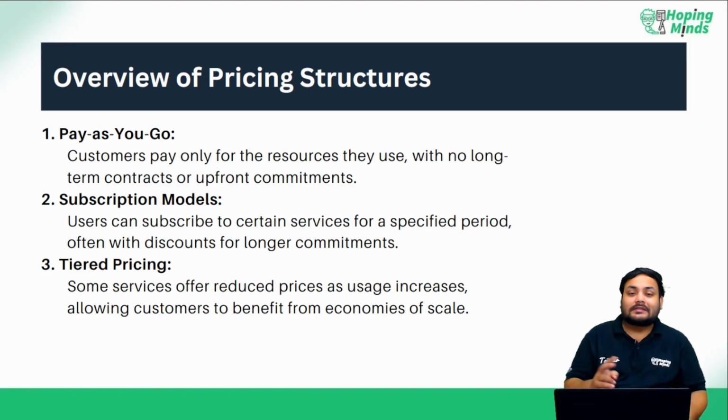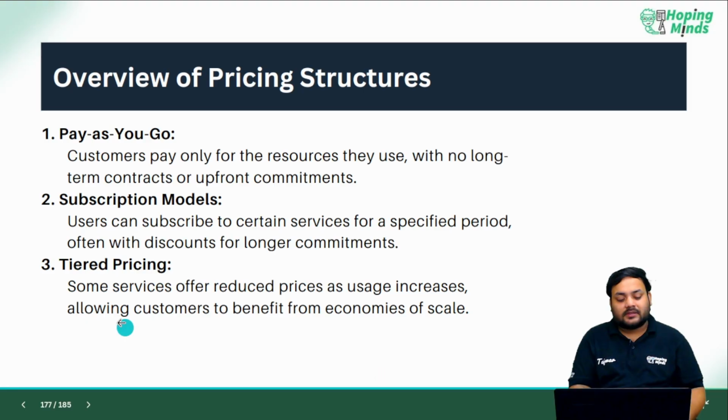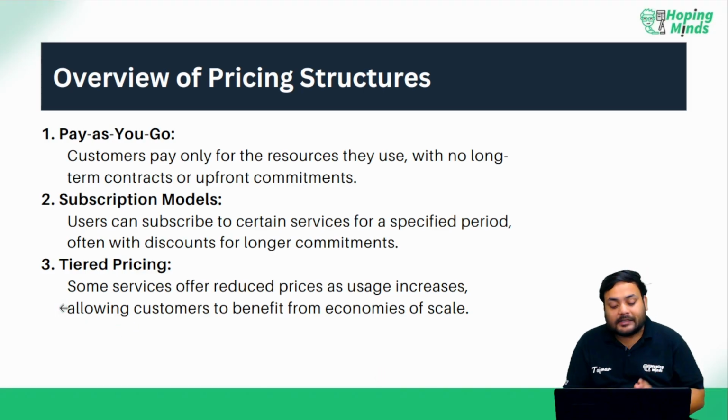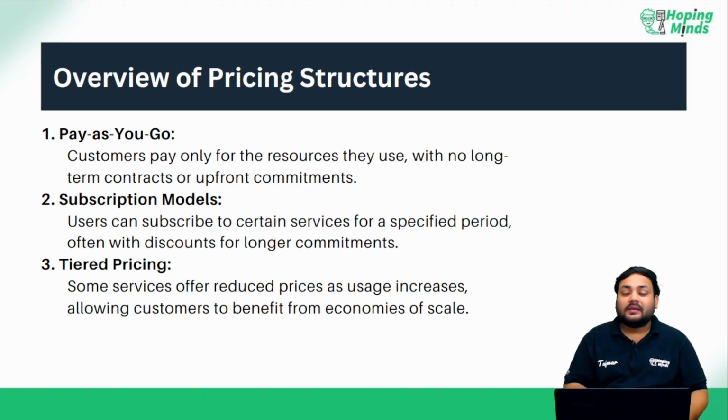Okay, so we can understand that these things come under pricing. Just read it out from here: some services offer reduced prices as usage increases, allowing customers to benefit from economies of scale. Meaning, as usage increases, AWS is offering this tiered pricing model where you pay AWS as per your usage.